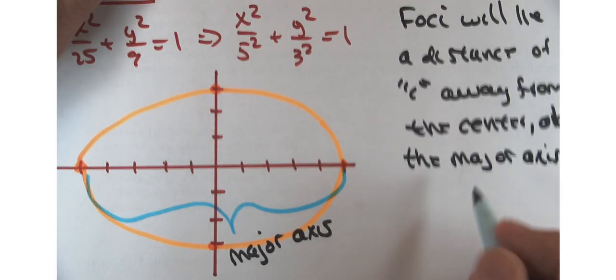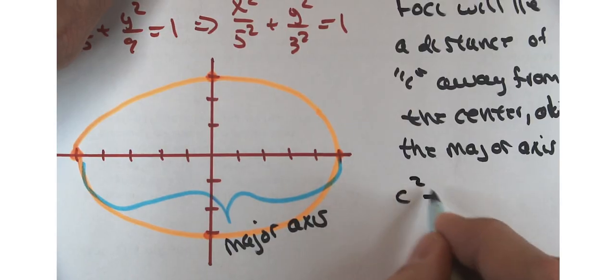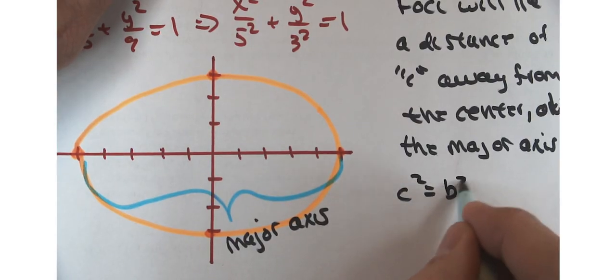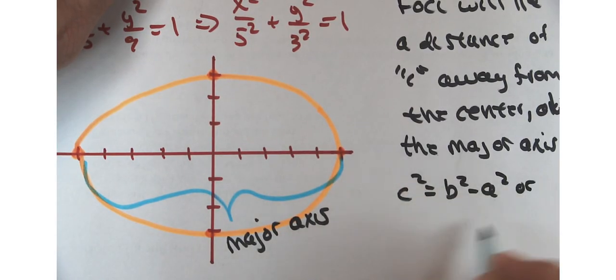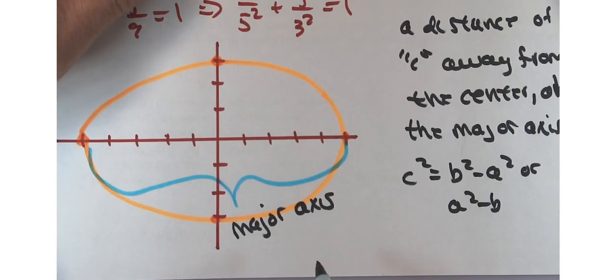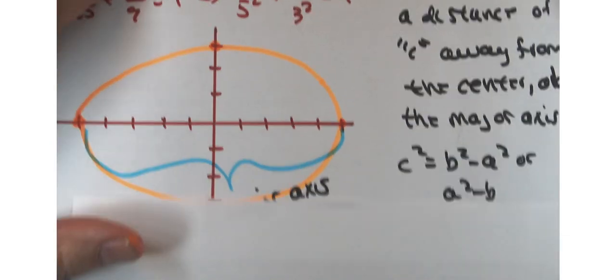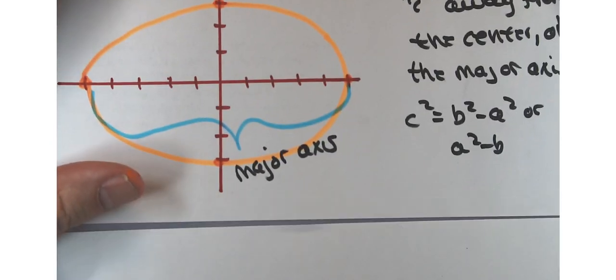Now that distance of c is determined this way: c squared equals b squared minus a squared, or a squared minus b squared, whichever one is positive. That's assuming your ellipse is in the form x squared over a squared plus y squared over b squared. But I'll let you catch up to this first.